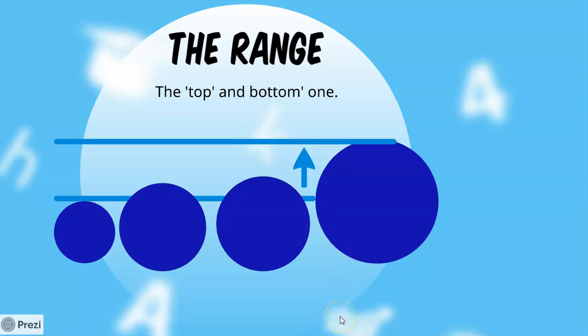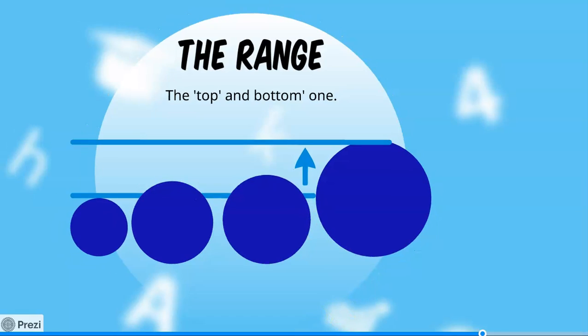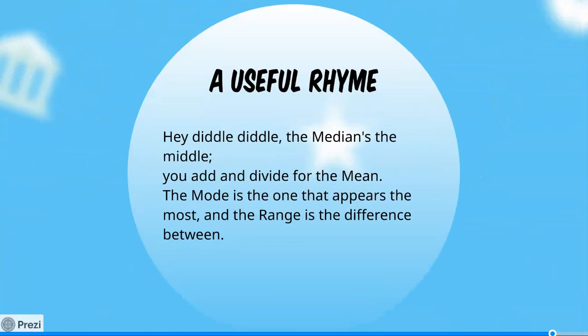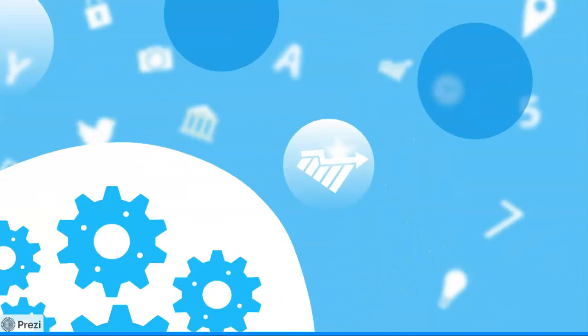If, however, that's not quite floating your boat, you can't remember that, there is a rhyme you can remember. If you're one of our apprentices and you've got to do maths, we do have this rhyme on our Smart Assessor where you can access it. But this is a useful rhyme. It's a nursery rhyme, but we've just changed the words. So haddle diddle, the median's the middle, you add and divide for the mean, the mode is the one that appears the most, and the range is the difference between. If you can remember that, that is also another technique you can use to remember these terms.